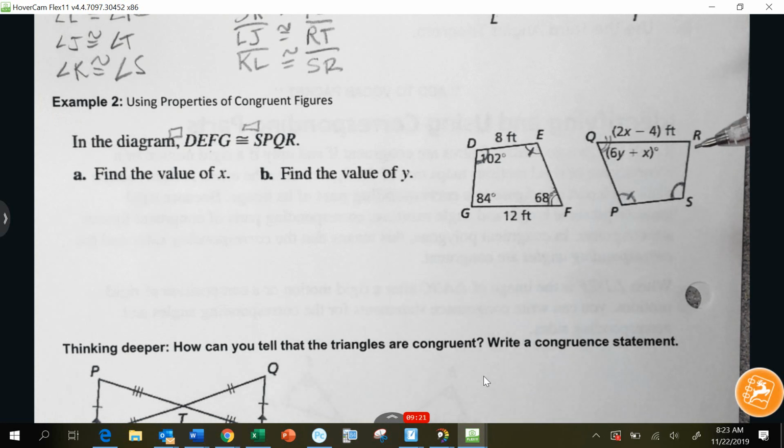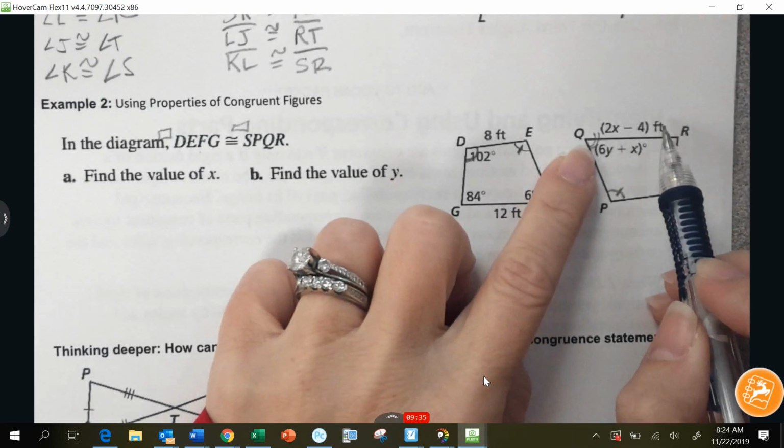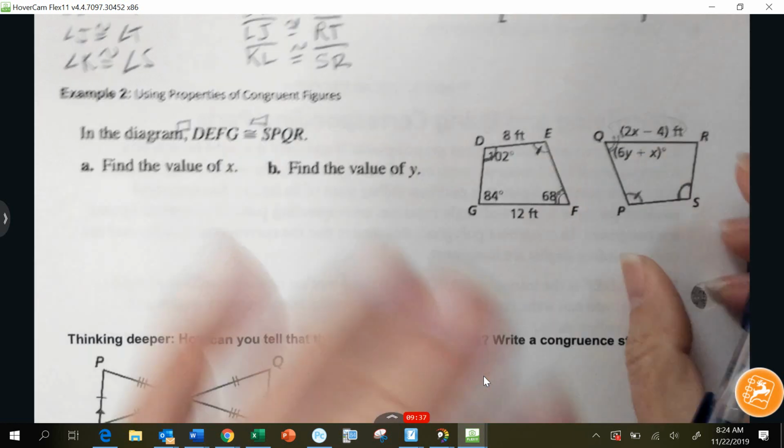Cameron. It's not an angle, dear. Did you see the line? From what to what? Yeah, so we say segment QR. Yes, segment QR has just the X in it.